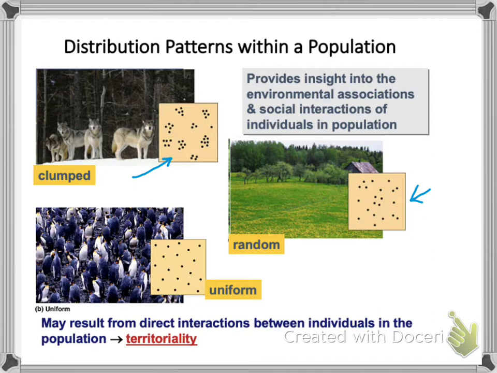And then when we see uniform distribution, it's often because there's a social interaction and we're seeing a territory where organisms are spacing themselves out to ensure that they have enough resources and space to, say, reproduce or obtain necessary food and water.